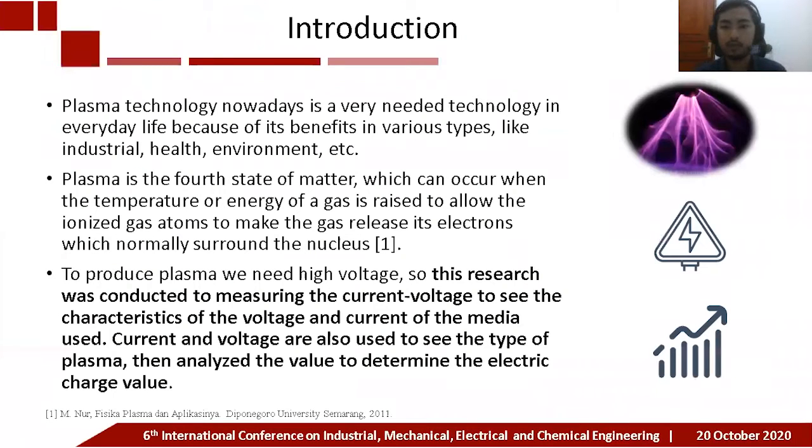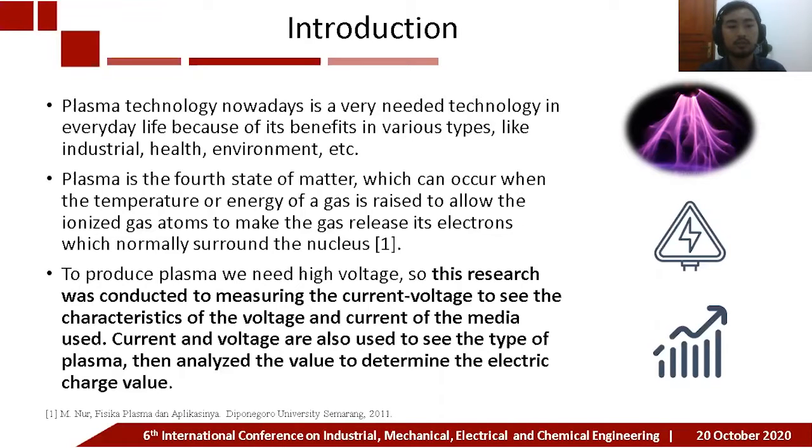Okay, we start from the introduction. Plasma technology nowadays is a very major technology in everyday life because of its benefits in various fields like industrial, health, environment, etc. What is plasma? Plasma is the fourth state of matter, which can occur when the temperature or energy of a gas is raised to allow the ionized gas atoms to release their electrons, which normally surround the nucleus.